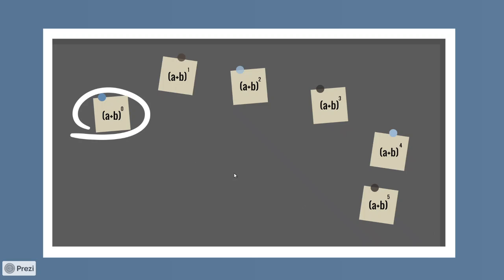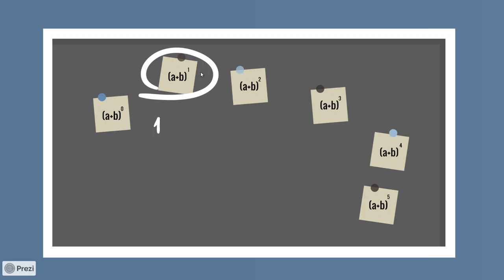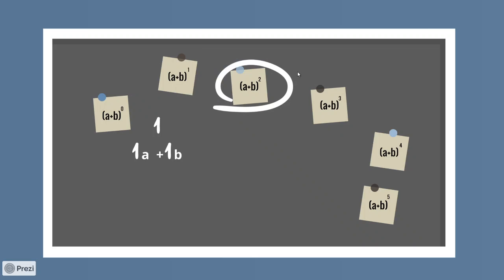What is a plus b whole to the power 0? Anything to the power 0 is 1. What about a plus b whole to the power 1? That is 1a plus 1b. What is a plus b whole to the power 2? That is 1a square plus 2ab plus 1b square. I know that you need not write the 1, but I am writing the 1 here for a reason which we'll come to know later.